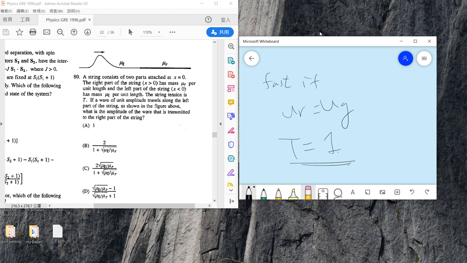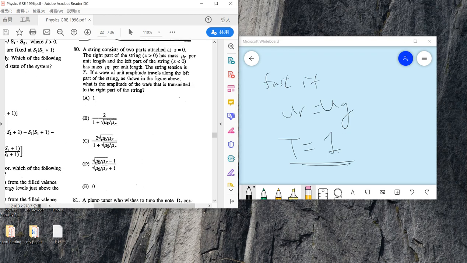Okay, so which one is correct? A is not correct, right? Definitely A is not correct. B, so mu R equals mu G, which gives 1. And for C, basically you have mu G divided by mu L. Oh, yes, which is also correct. D is 0 and E is 0. So the answer must be B or C.